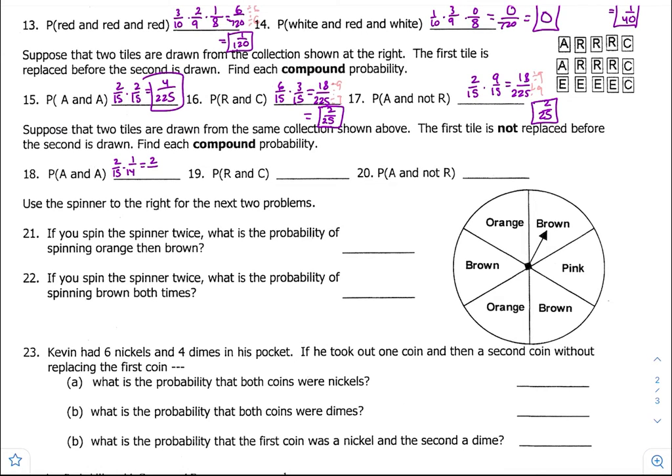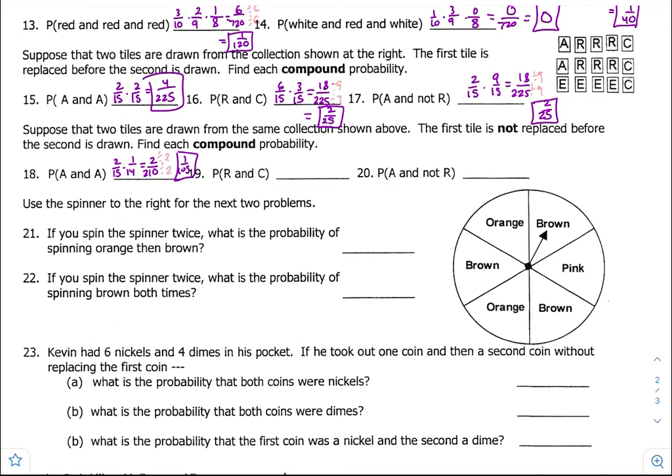That's 2 out of 14, times 15. That is 210, I believe. Yes, 210, and then divide top and bottom by 2. 1 out of 105.